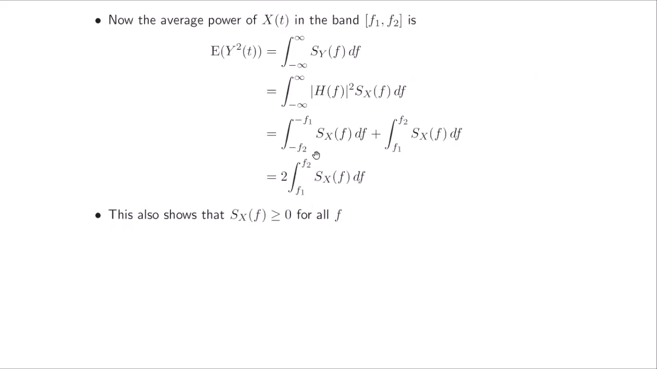Okay, so if you take a very small interval delta f, from f to f plus delta f, you can show that the power in that band is just Sx(f) into 2 delta f. So this also shows that Sx(f) is always positive for all f, because if you take a very small interval, the power should be positive, so this side should also be positive.